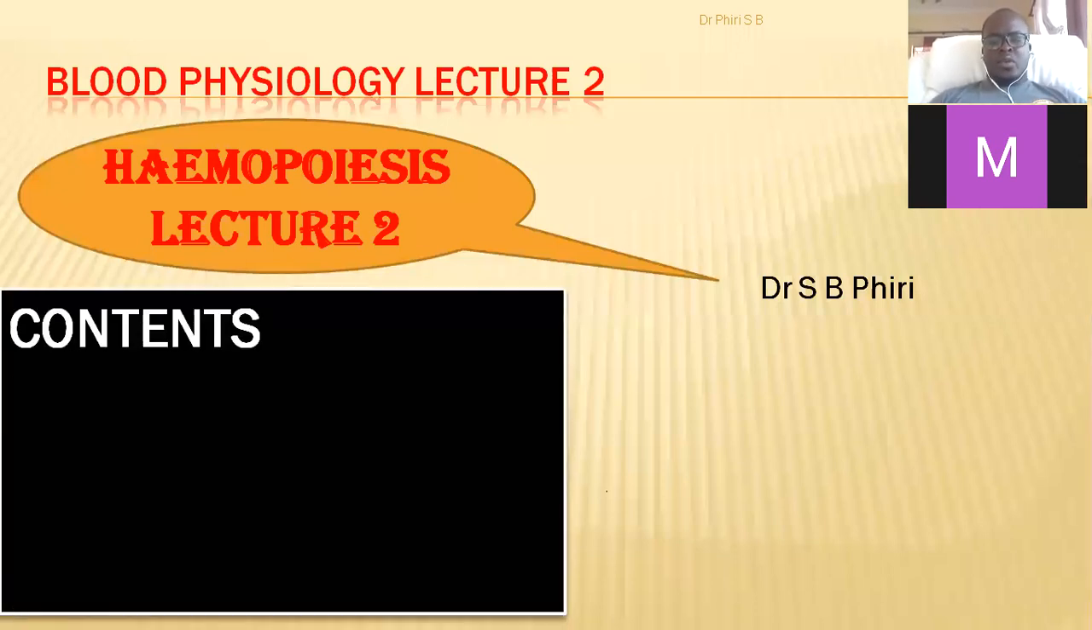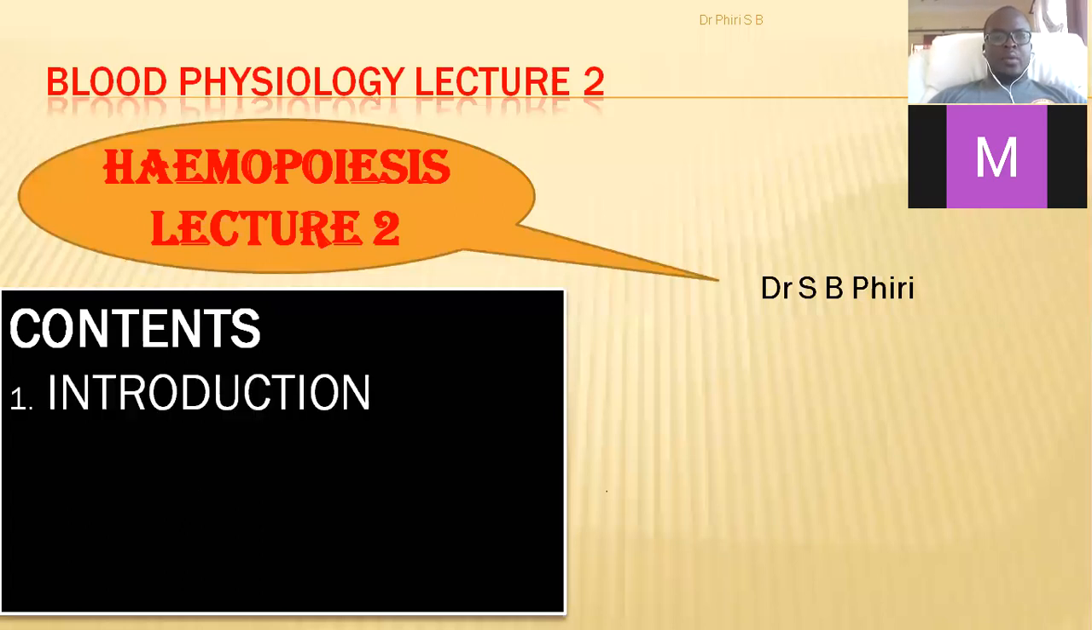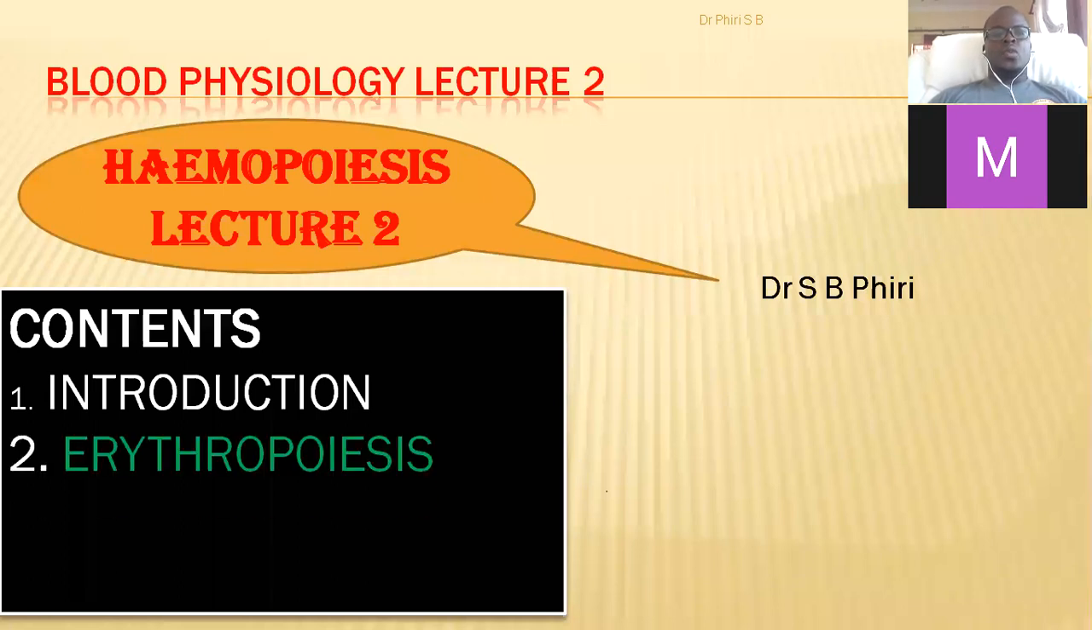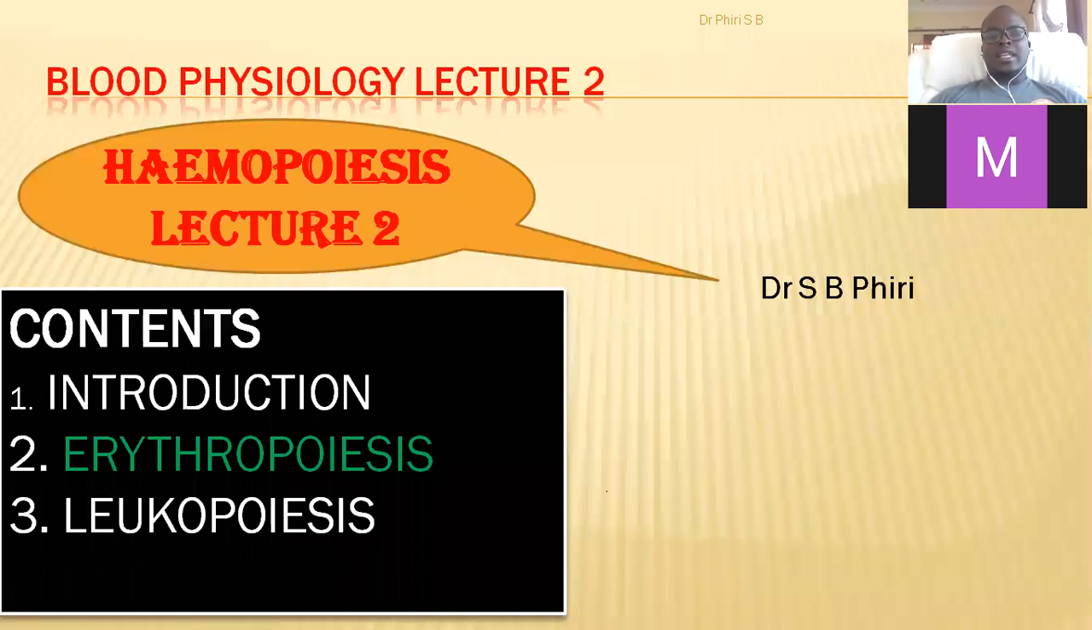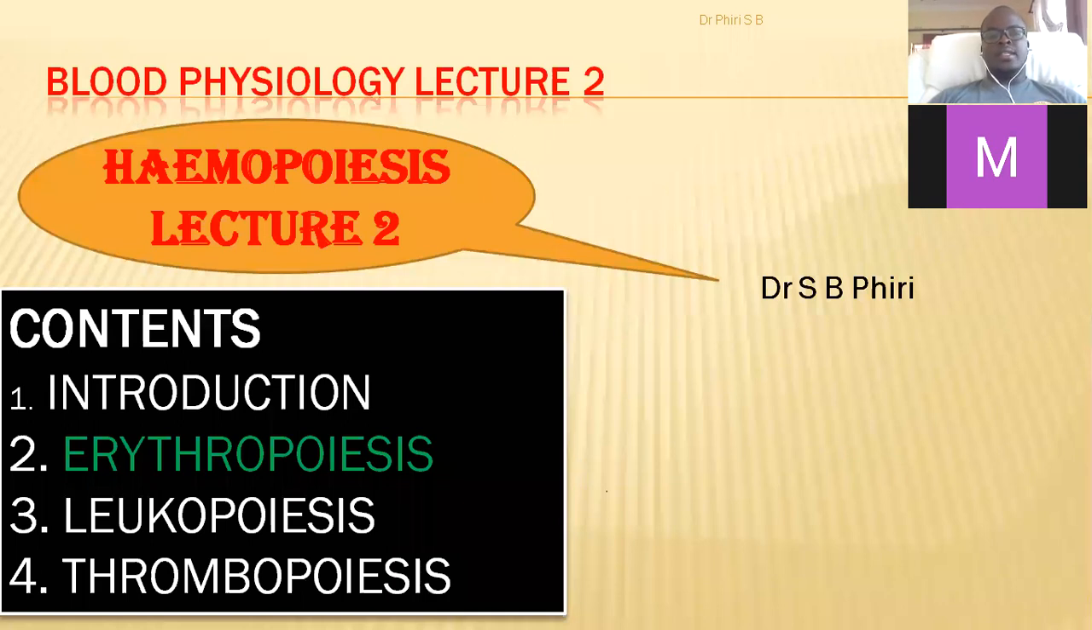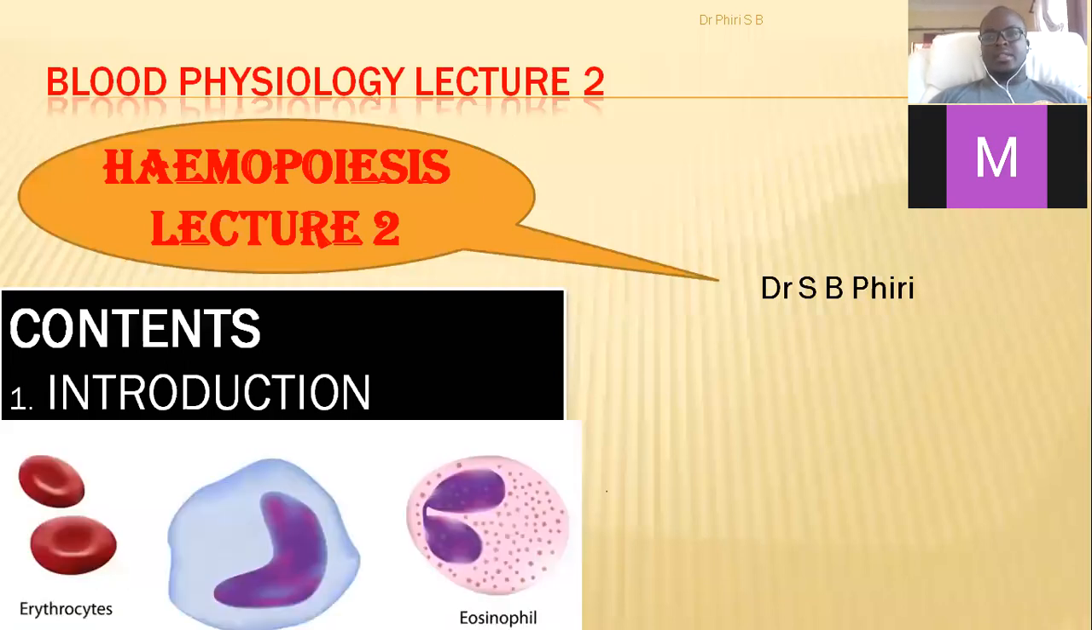Okay, so basically what we're going to cover in this part A, we're going to look at the introduction to hemopoiesis. Then later on, we'll look at erythropoiesis. Then if we have time, we'll also discuss leukopoiesis and thrombopoiesis. In this part A of lecture two, we are going to focus much on erythropoiesis, because this is the process by which red blood cells, which are also called erythrocytes, are produced or formed within the bone marrow. So you really need to know this process for you to appreciate red blood cells.